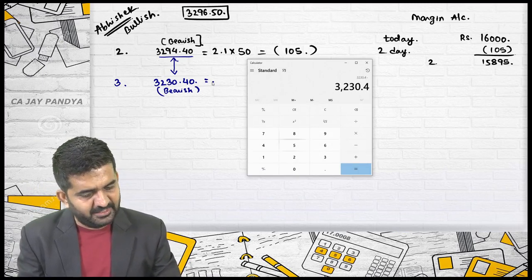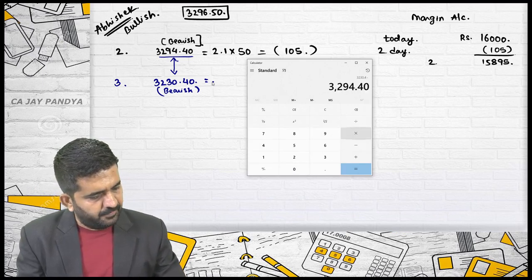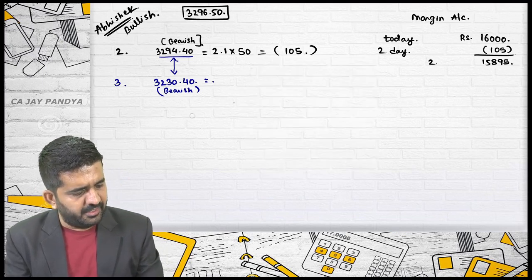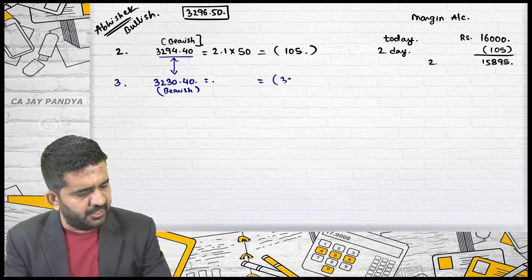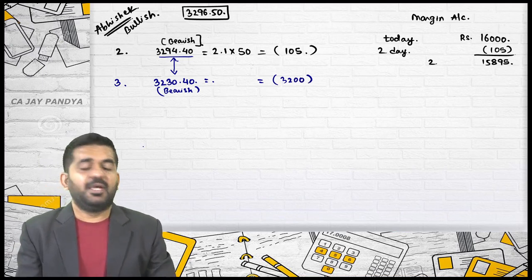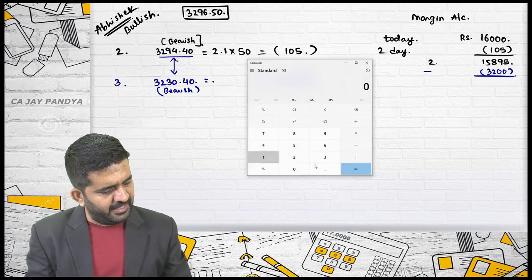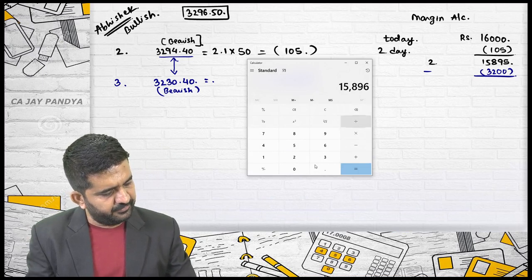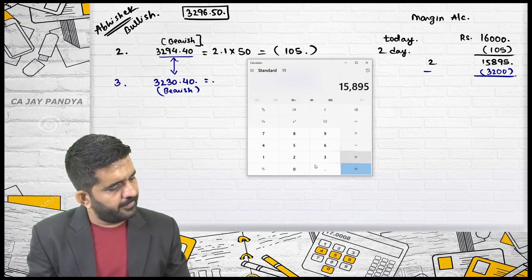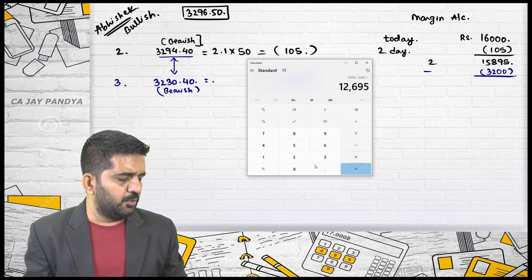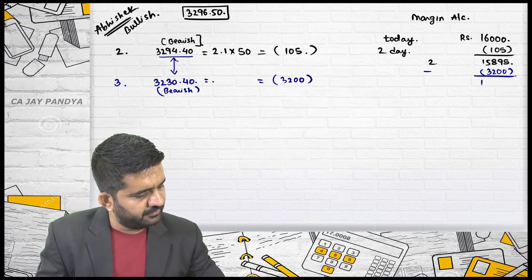3230.40 minus 3294.40, multiplied by 50. It is 3,200. As the market is bearish, I'll have to pay. I'll have to pay means it will be deducted from my margin account. 3,200. What will be my new balance? 15,895 minus 3,200 is 12,695.